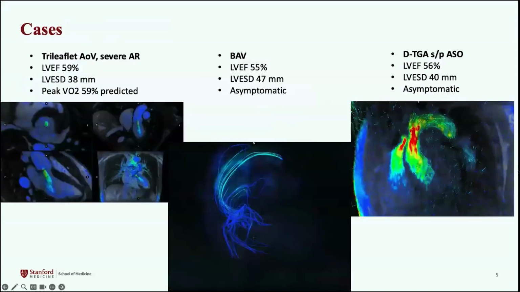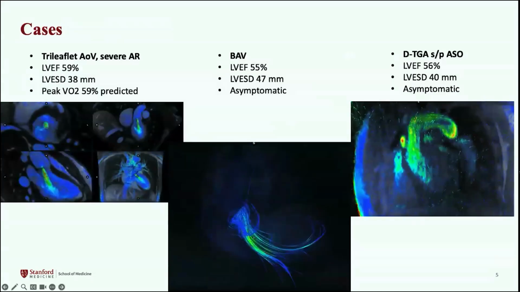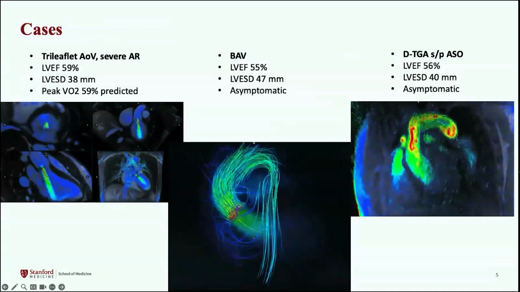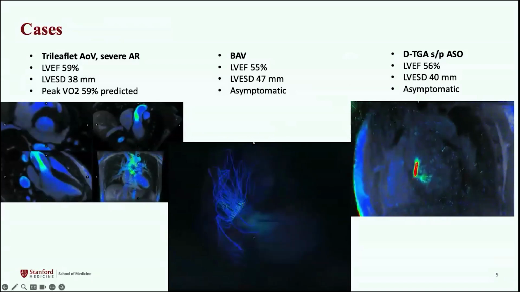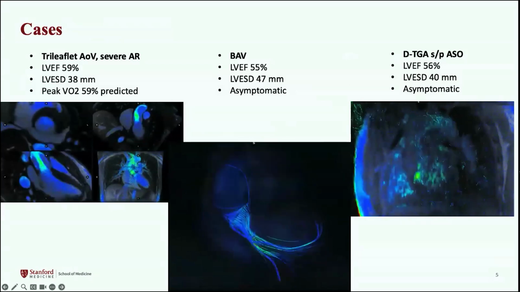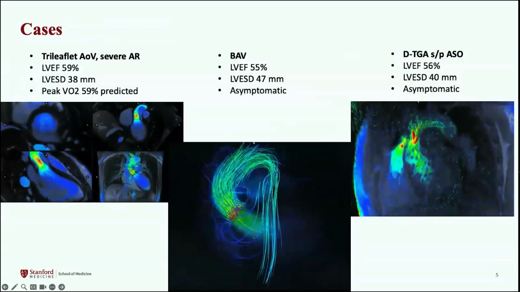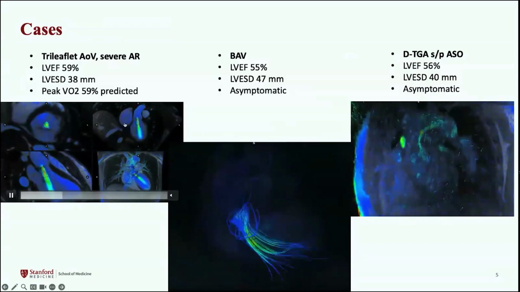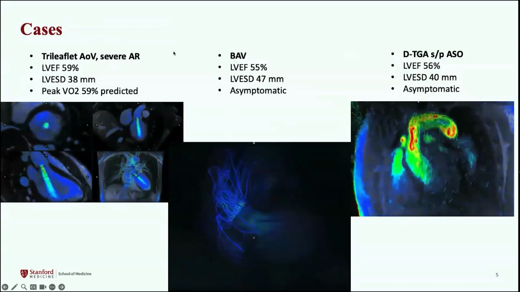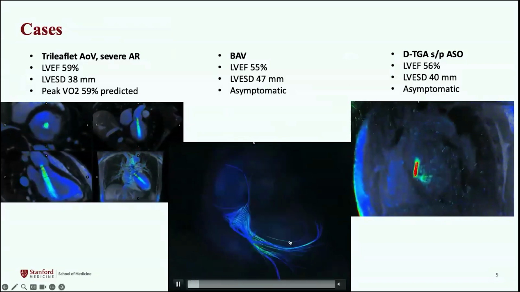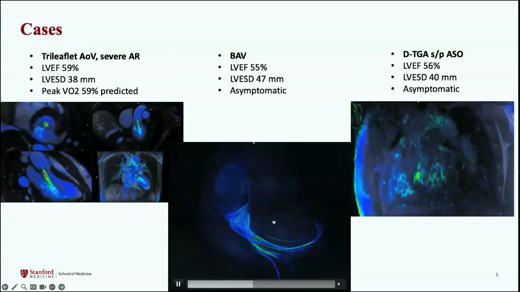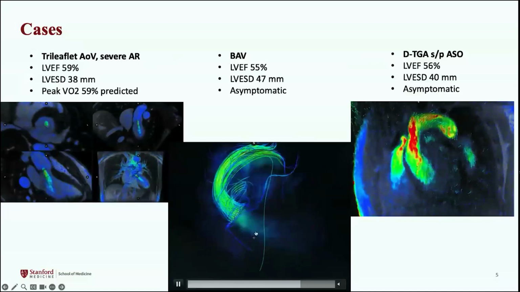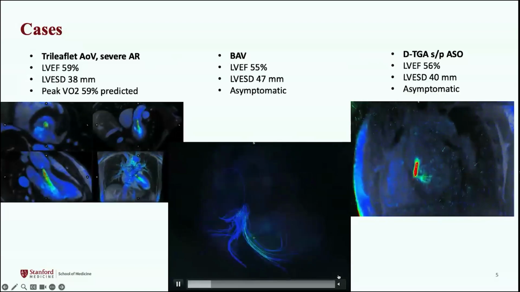So we'll start off just by looking at some cases from our group's practice, just to get you thinking about how you'd manage these patients and what kind of data you would like. So on the left, you can see a patient with a trileaflet aortic valve. This is 4D flow cardiac MRI, seeing the aortic regurgitation. Here's a patient with a bicuspid aortic valve with streamlines showing the regurgitation back into the ventricle.